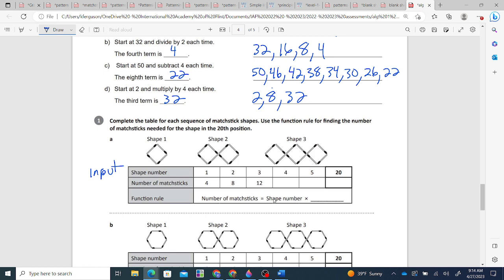So the number of matchsticks equals the shape number times what? 4. Shape number 1, 1 times 4 is 4. Shape number 2, 2 times 4 is 8. Shape number 3, 3 times 4 is 12. So then what's the next number? 16. What's the next number? 20. So now I've got 20. What's the 20th? 80.